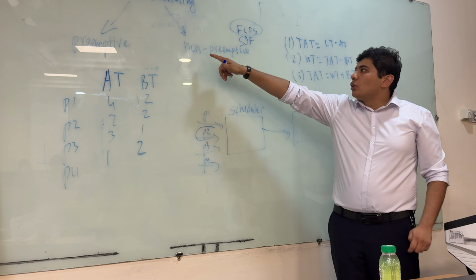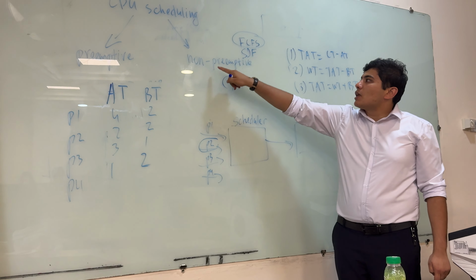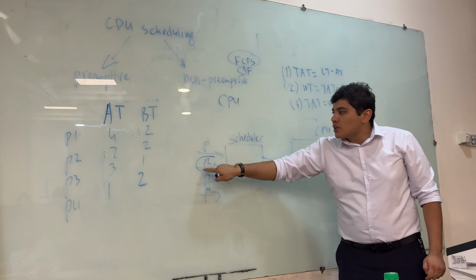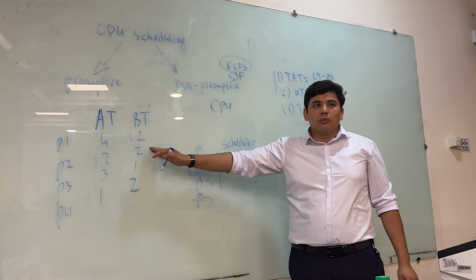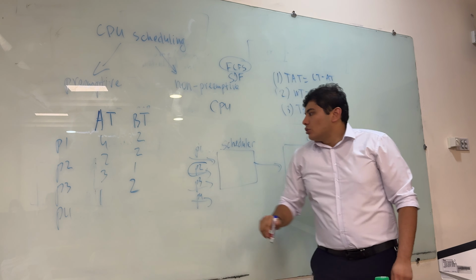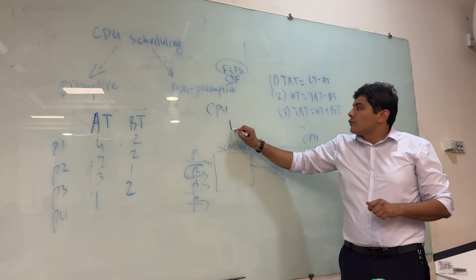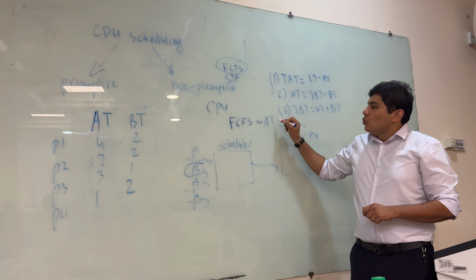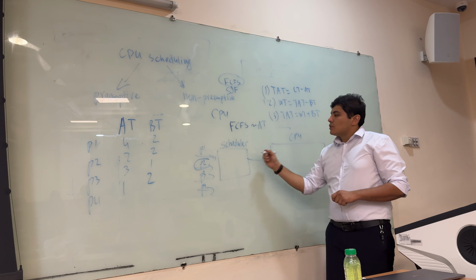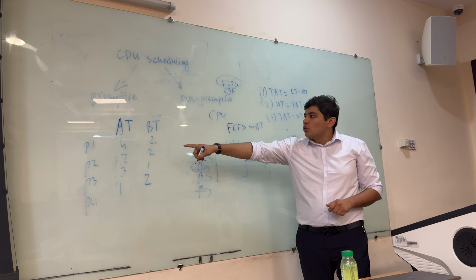But right now, we want to learn non-preemptive, right? First come, first serve, it's non-preemptive. What it means is that once the process is inside the CPU, it will be executed till the end, till the burst time. So on the first come, first serve, whoever comes first will be served first, right? Okay, for us, who came first?